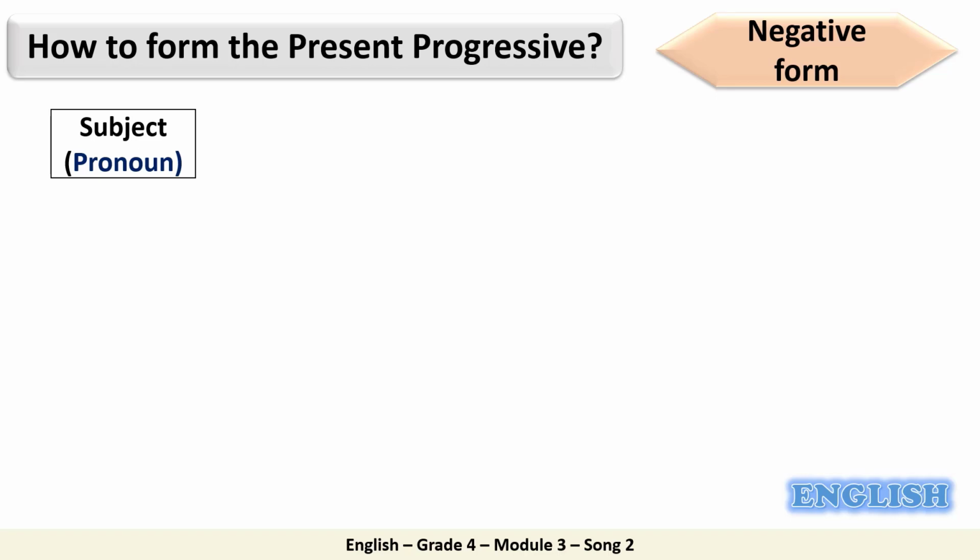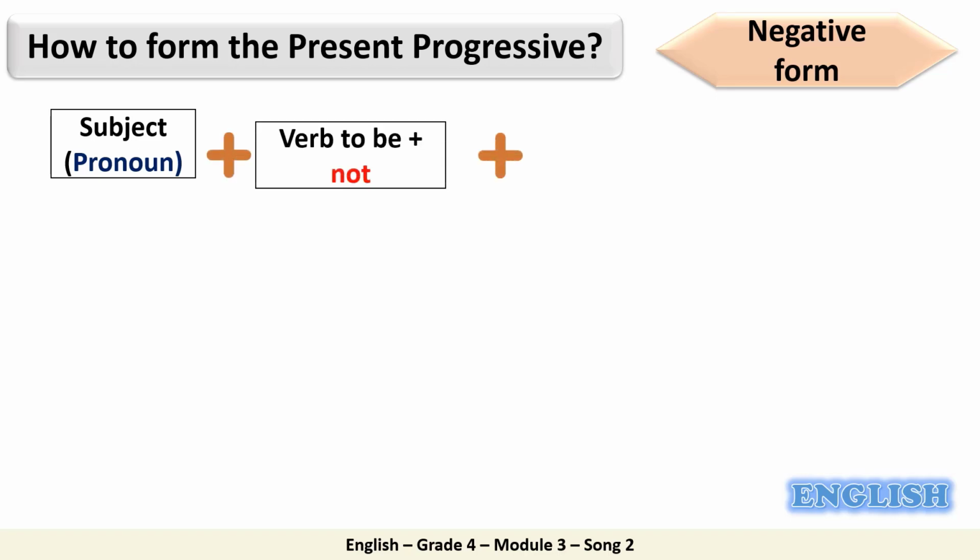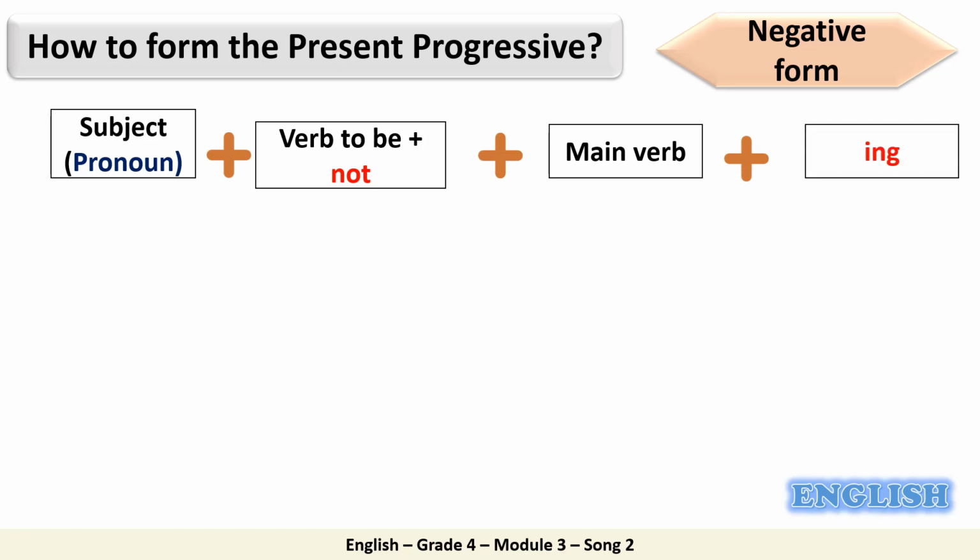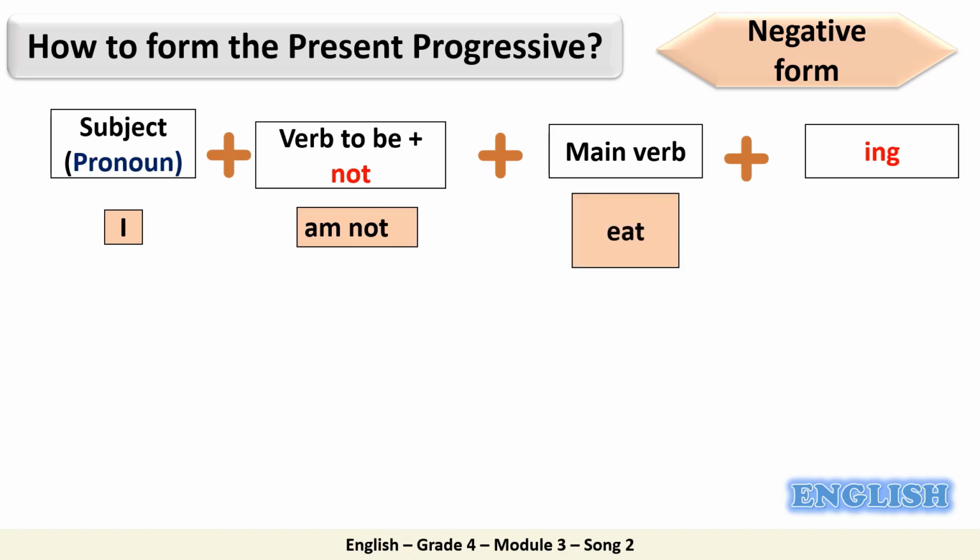And we need to add the verb to be plus not, because our sentence will be in the negative form. So, we have to add not plus the main verb and at the end the ing. Let's start with the pronoun I. And the pronoun I takes the verb to be am plus not. So it becomes I am not plus the main verb eat and at the end the ing.